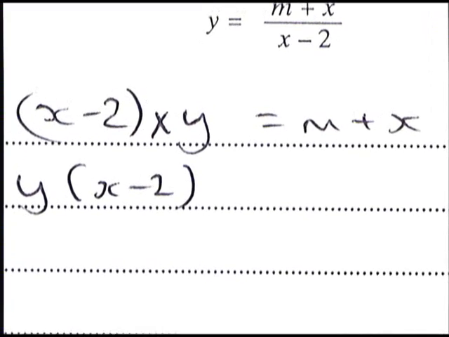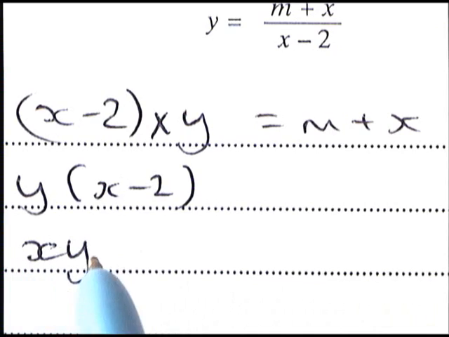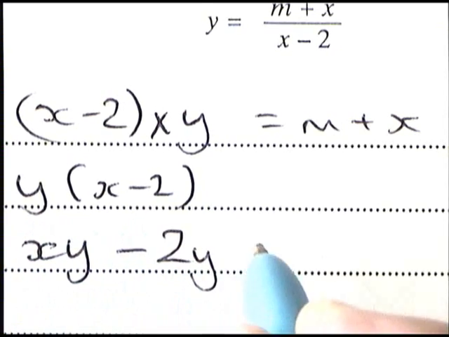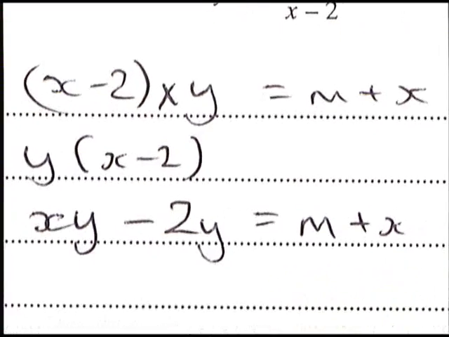And normally we write the single letter in front of the bracket, so we can do that here. And if I multiply that out, y times by x is xy, we normally write them in alphabetical order. Then the minus sign, y times by 2, 2y, we usually put the number first. And that's equal to m plus x.